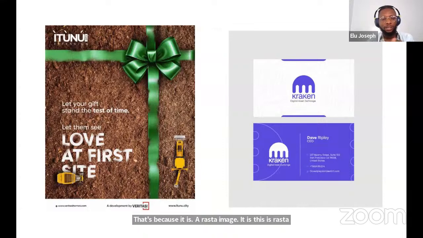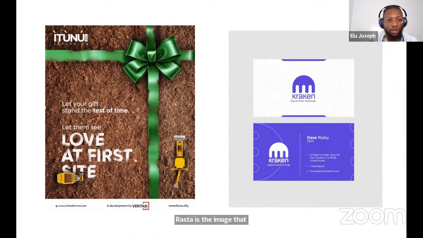Now, get me clearly. Images are broken into two parts, raster and vector. Raster is the image that when you keep zooming in, it gets blurry. It becomes blurry.